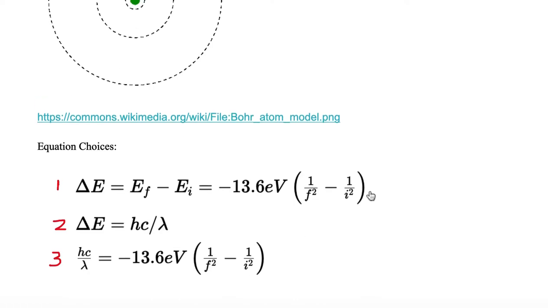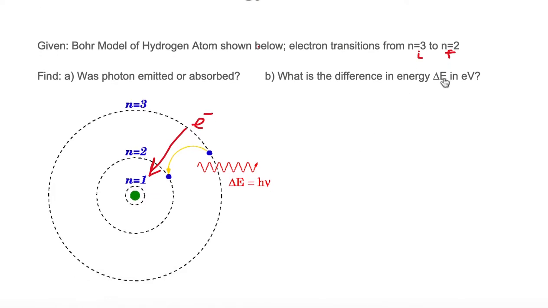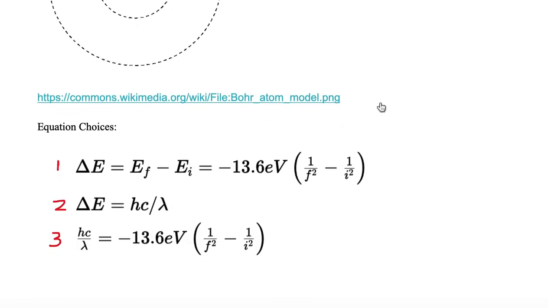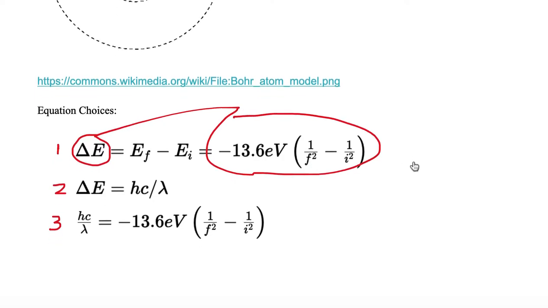Well, let's take a look at what we're given. We're given I, we're given F, and we want to solve for delta E. So the logical one that we want to choose is this first equation. Delta E is what we want, and we're given F and I. So we're going to use this equation. Delta E is equal to minus 13.6 eV, parentheses 1 over F squared minus 1 over I squared.